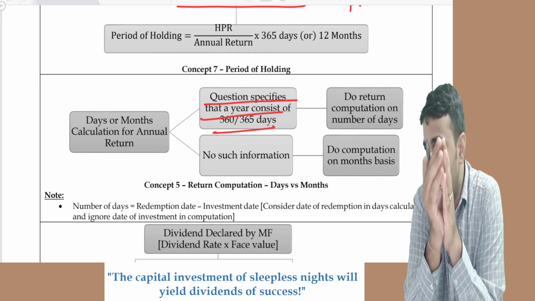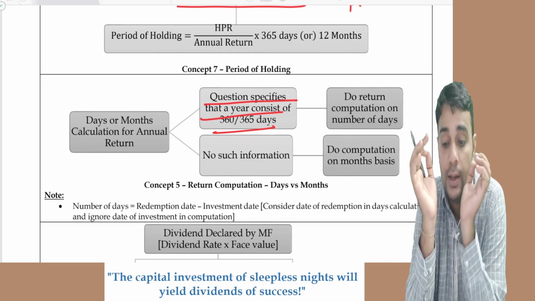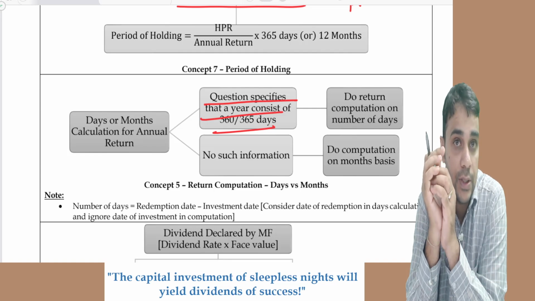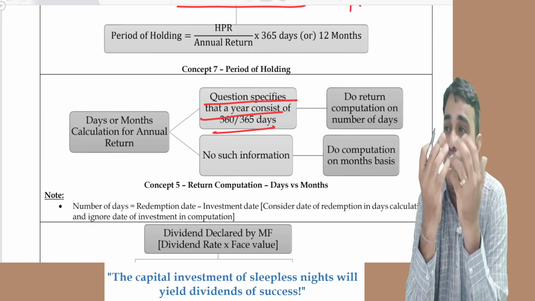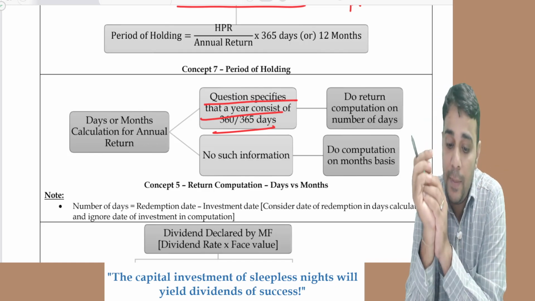So from an exam point of view, if the question says a year consists of 360 or 365 days, if that wording is there in a problem, your job is to do the computation in number of days. If no such information is there, go ahead and do months calculation.